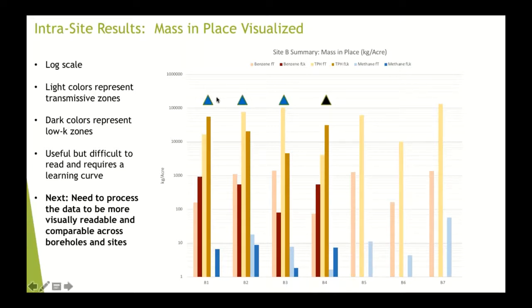The blue triangles here indicate that these boreholes are sampled as a triplicate, so they were sampled near to each other, and then the black triangle indicates that this was sampled with non-cryogenic purposes near the other 3. Next, we need to process this data to be more readable and comparable across sites and boreholes.